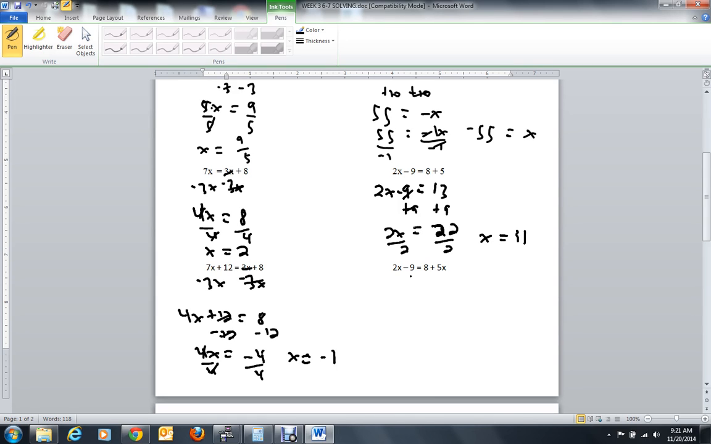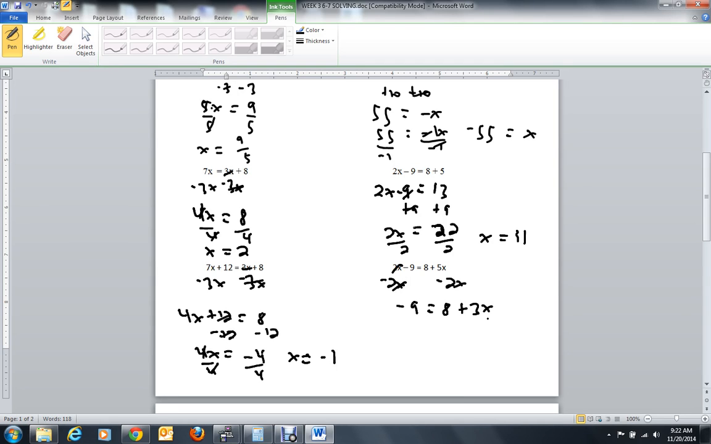Going to use the same procedure over here. I have x's and constants on opposite sides. I need to move the x's to one side and the constants to the other. I'm going to do the smallest x first, get rid of it. That's a plus 2x, so I'm going to subtract 2x from both sides. It's gone over here, leaving a negative 9, not just a 9, but a negative 9. Now I'm left with 8, and then 5x minus 2x is a positive 3x.